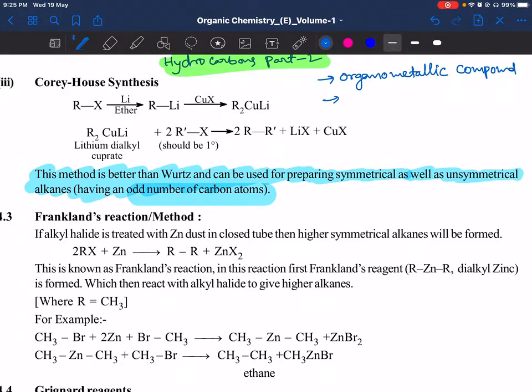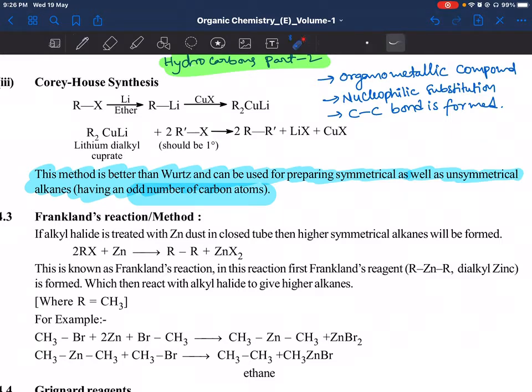In the second step, nucleophilic substitution takes place. And in the end, a carbon-carbon bond is formed. Okay, students, so these are mainly taking place here.